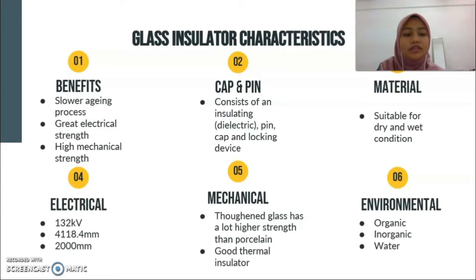The material used for the insulator is glass, because toughened glass has a much higher strength than porcelain, which is another type of insulator, and it is much smaller and lighter. It is a good thermal insulator too. The most typical environmental effects that can cause damage to an insulator are divided into several parts, such as organic, inorganic, and also water pollution.